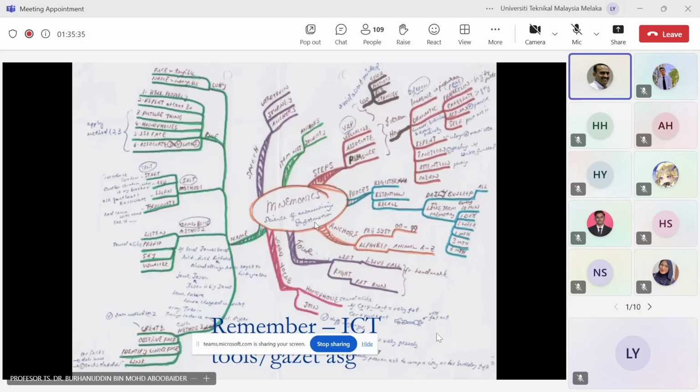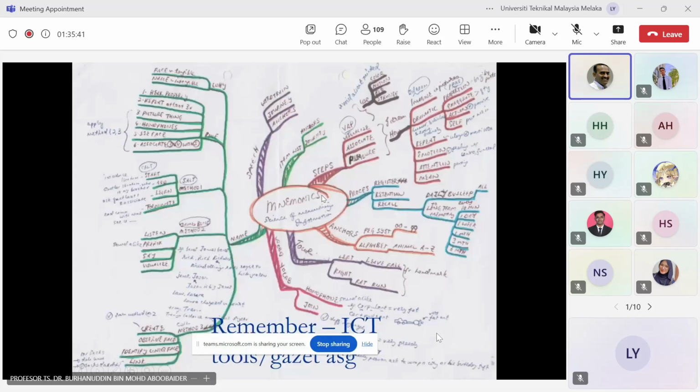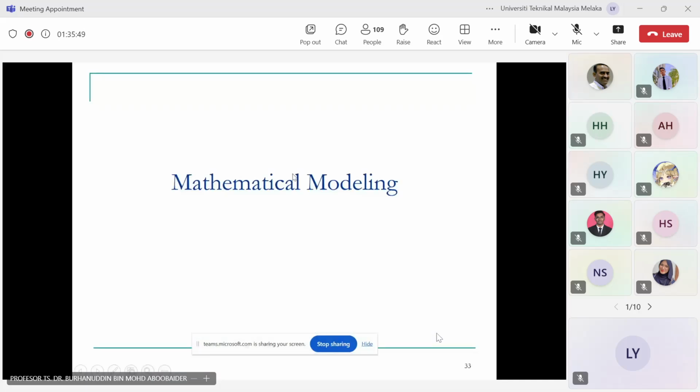Okay, so from that we can process to the next level. All right, how do we process this? Now we are coming to the mathematical modeling, in more detail, how we convert this into mathematical modeling. Class, are you with me?